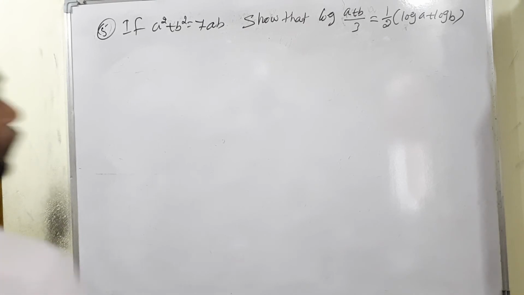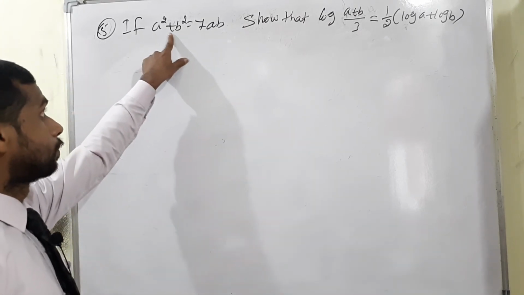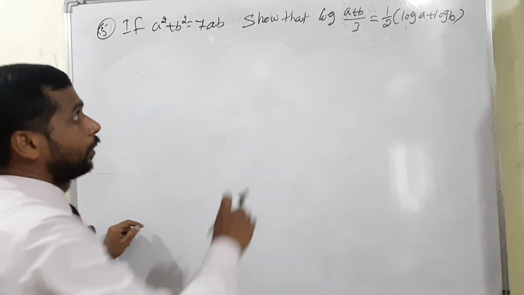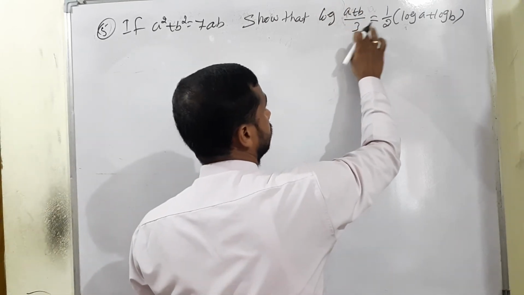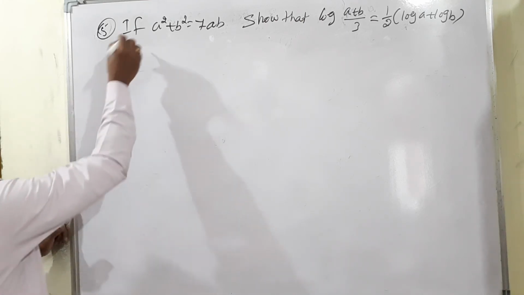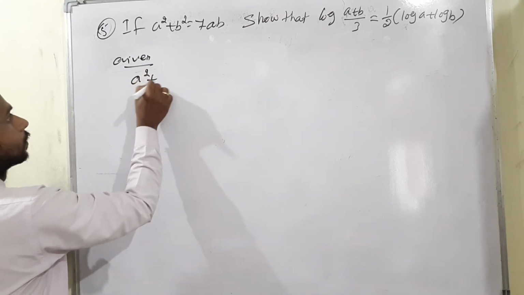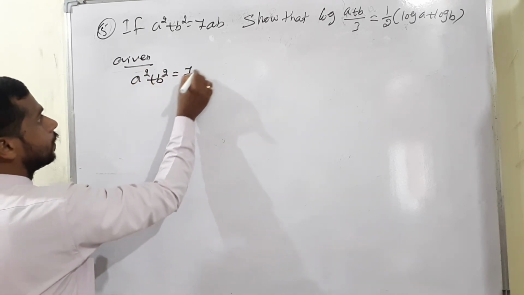Question number 5. One of the important 5 mark questions. Okay. The condition a square plus b square is equal to 7ab. Show that log of (a plus b) by 3 is equal to half of (log a plus log b). The given condition: a square plus b square is equal to 7ab.